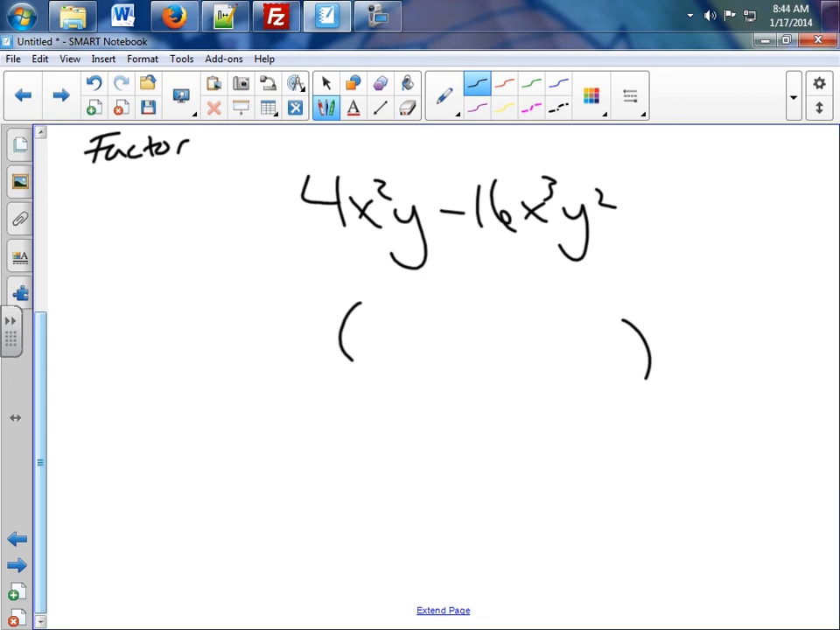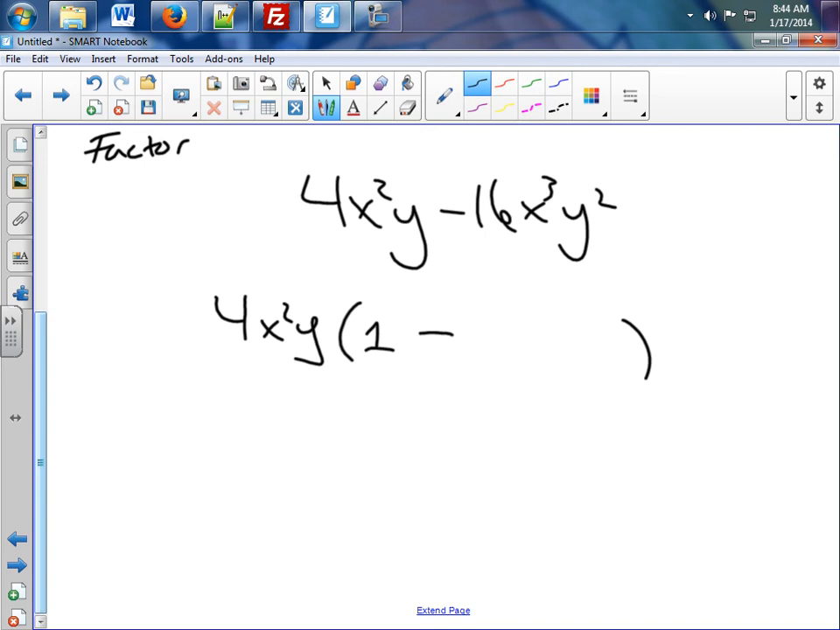We bring the GCF out. And what was the GCF? 4xy. Okay. Now, factoring is nothing but dividing. What is 4 divided by 4? Okay. I had 2 x's and I pulled out 2. I have no x's left here. I had 1 y, I pulled 1 out. I have no y's. Minus.